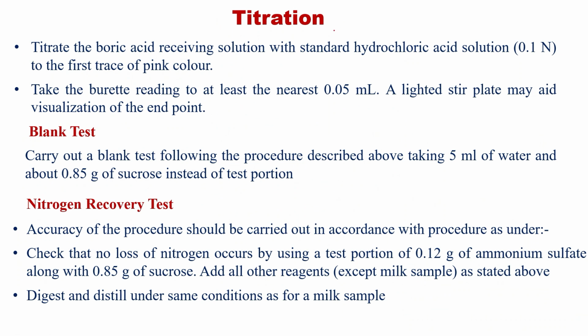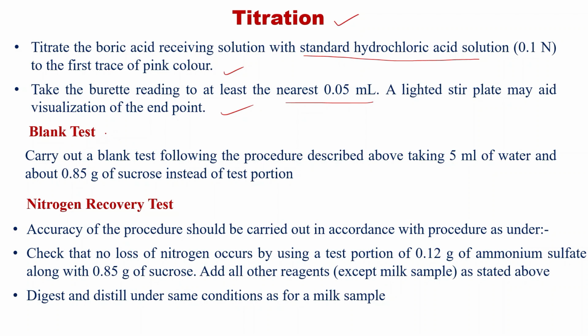Then the final step of the Kjeldahl method is titration. We titrate the boric acid receiving solution with standard HCl solution to the first trace of the pink color. As soon as the pink color comes, that will be your titer value. Take the burette reading to at least the nearest 0.05 ml, and a white plate can also be used to visualize the endpoint.